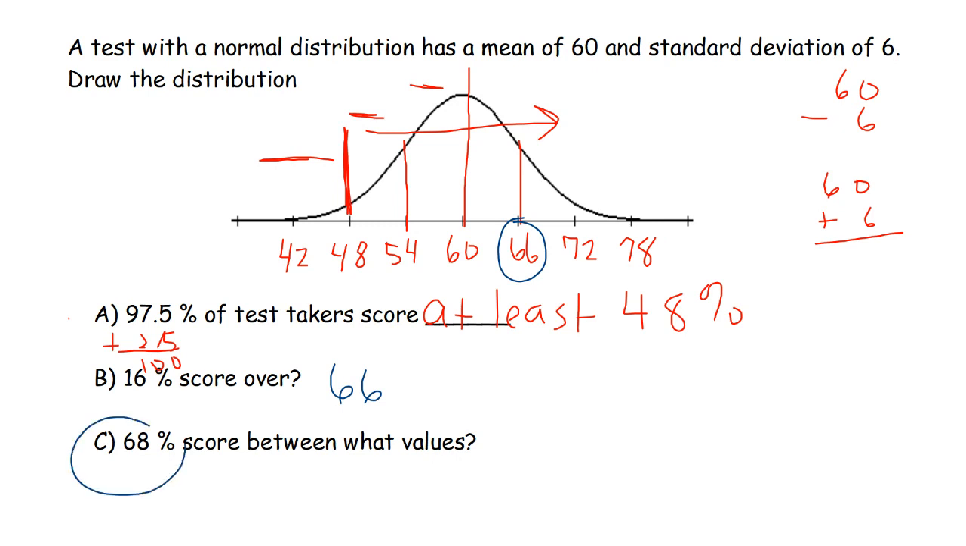And then this last one says 68% score between what values? Well, that was that 1 standard deviation right here. So 68% right here score between 54 and 66. I hope this helps you understand the empirical rule and the normal distribution a little bit better.